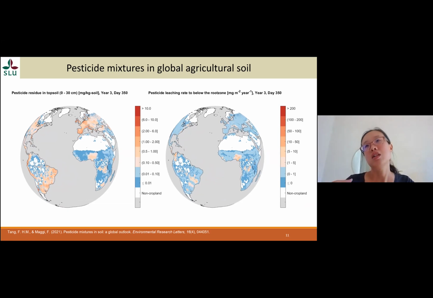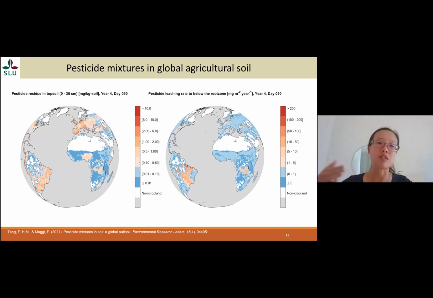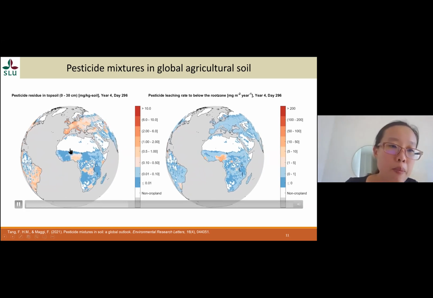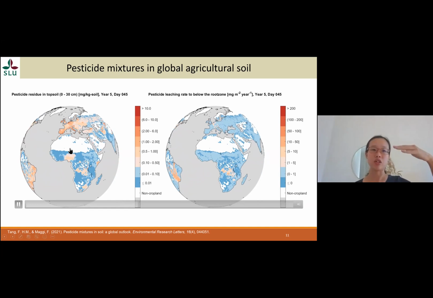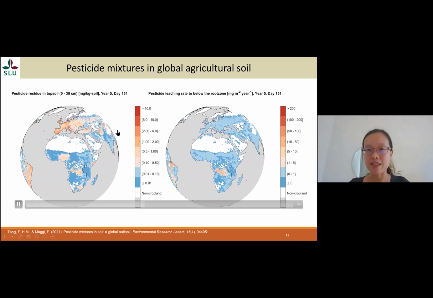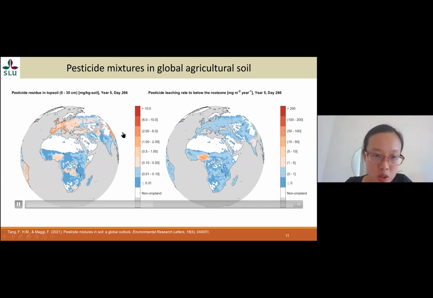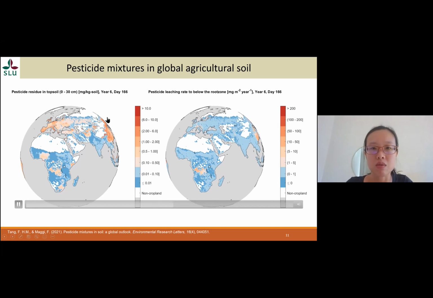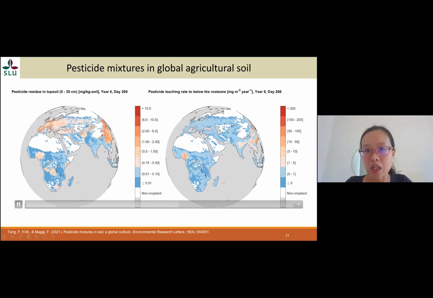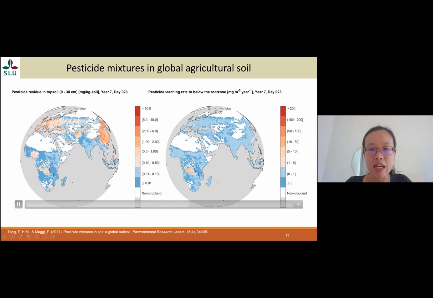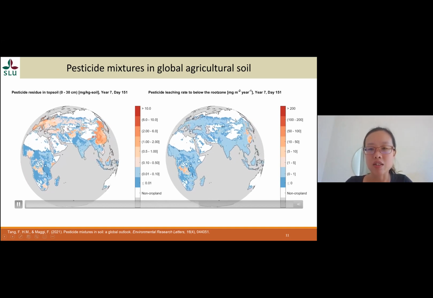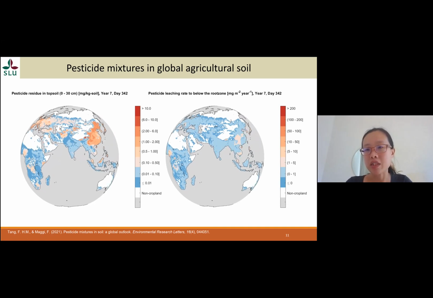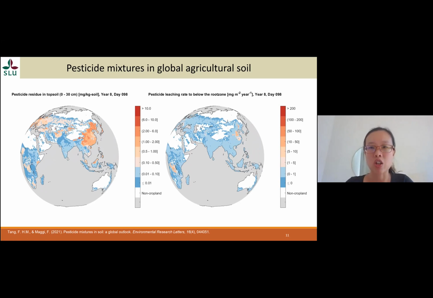So in this one, we are interested in looking at what happens in time. The panel on your left is the total pesticide residue in the topsoil, and on your right is the leaching rate. You may not be able to see it very clearly from the residue, because this is the last 10 years of the simulation. What you can see more clearly is the leaching rate. Over time, we can see that there is a seasonality in the leaching rate that depends a lot on the climatic conditions at that particular location.